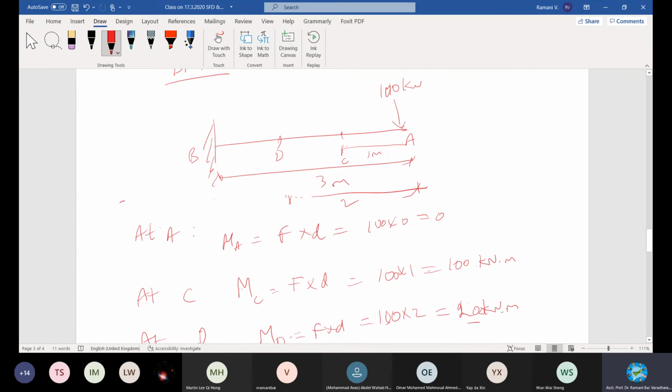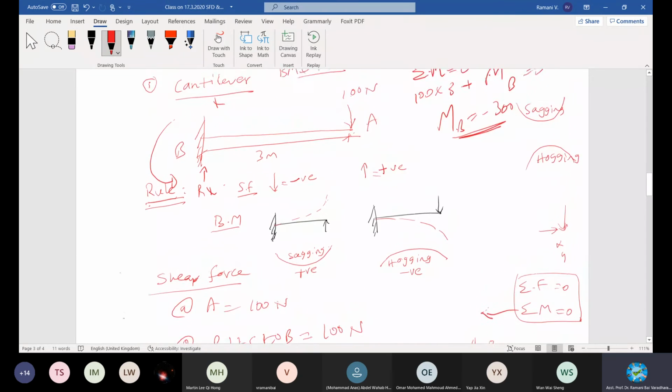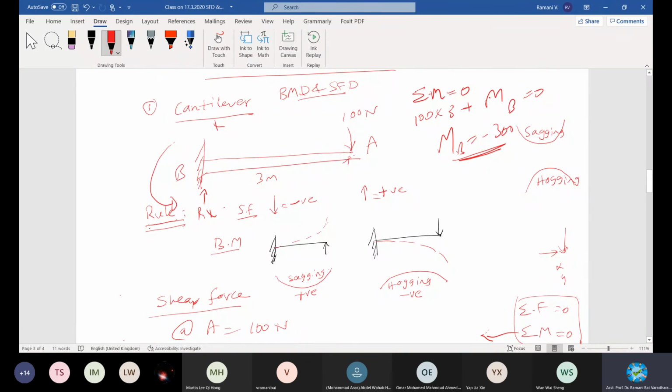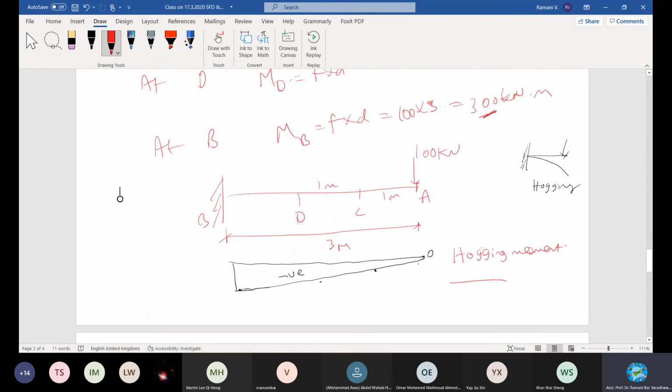What type of moment is it? Hogging or sagging? For a cantilever, due to this loading, hogging or sagging? Hogging, right. If load is acting in this direction, it is sagging; it is hogging until this point. So hogging is negative, and I plot the negative on top. It's a reverse of shear force to show differentiation.